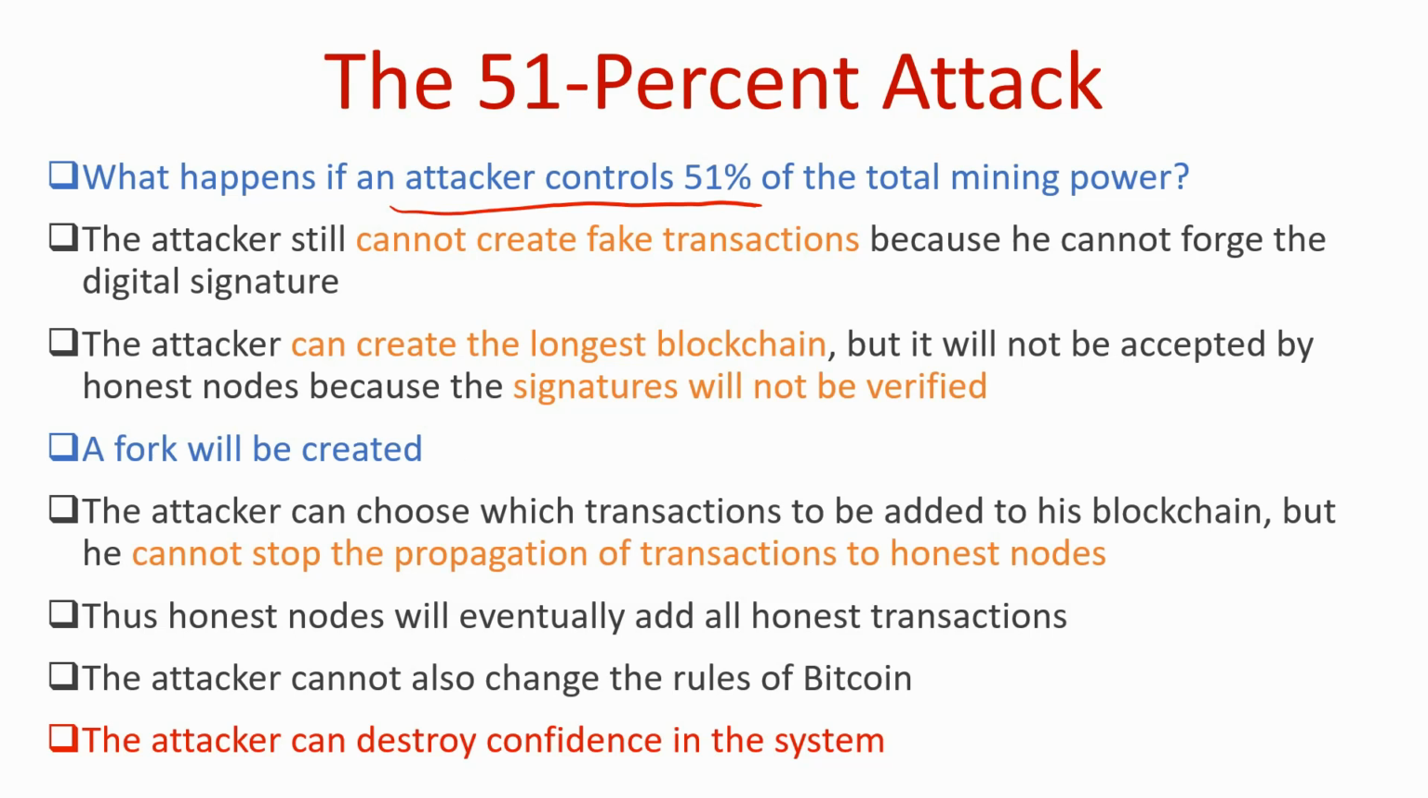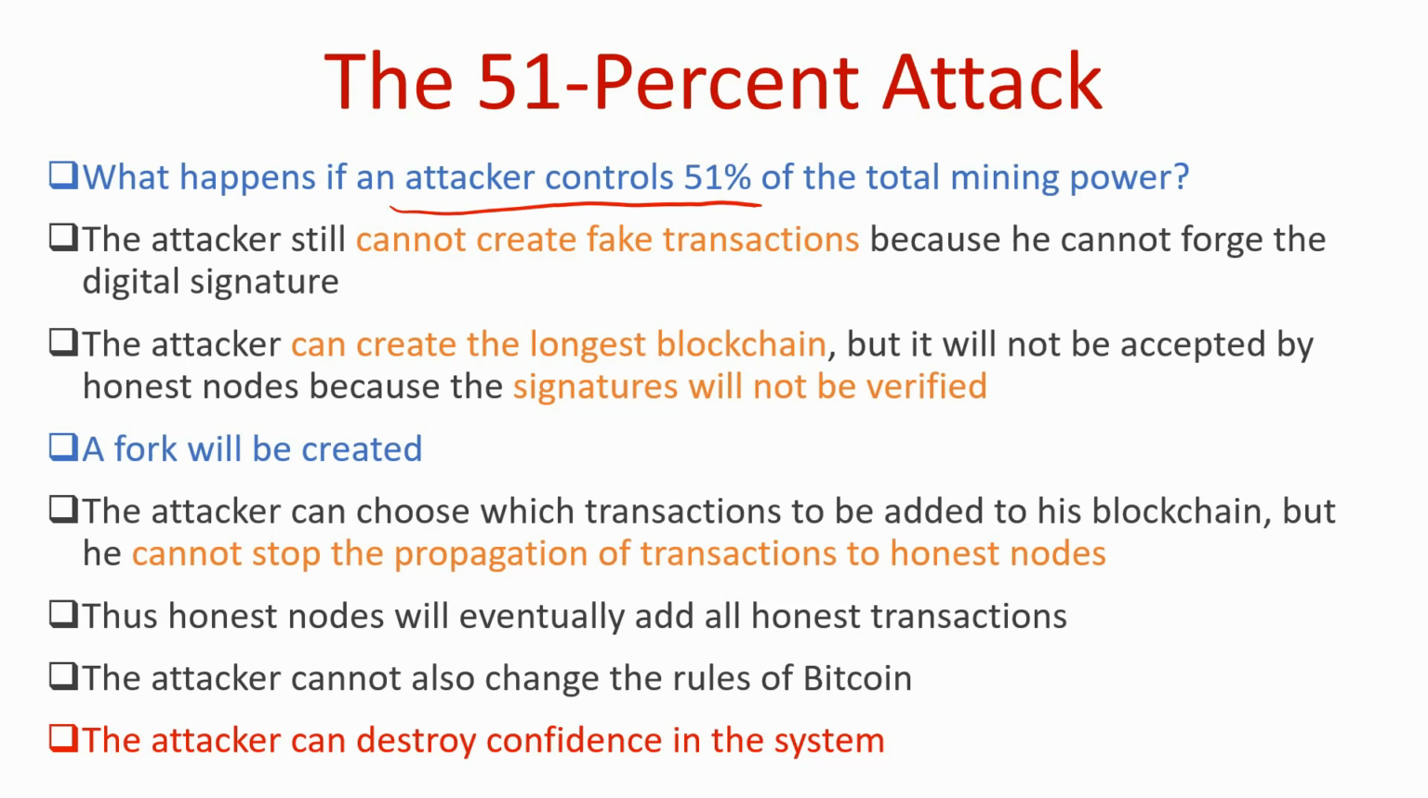So now the honest nodes will start rejecting this longest blockchain, even though it is the longest blockchain, because it contains fake transactions. So the attacker cannot actually force the honest nodes to accept the longest blockchain and cannot generate fake transactions as well. Now, eventually, the honest nodes will keep building on top of their own version of the honest blockchain. They will keep including the honest transactions.